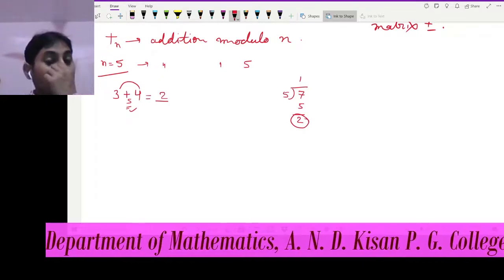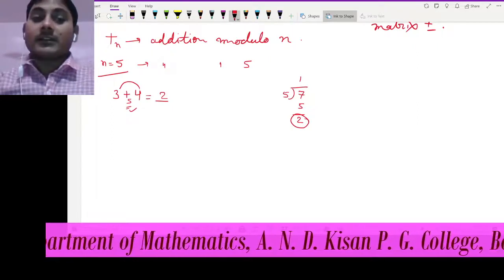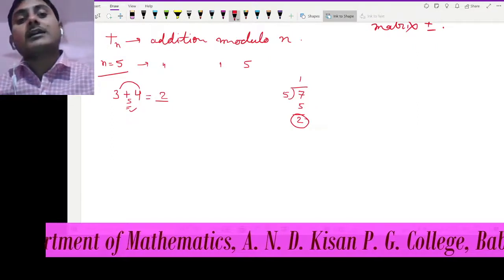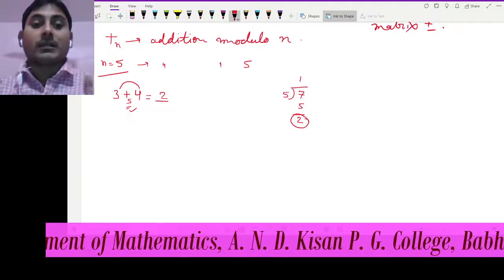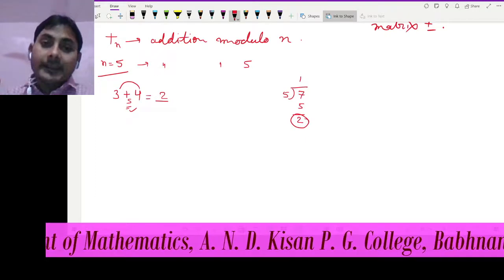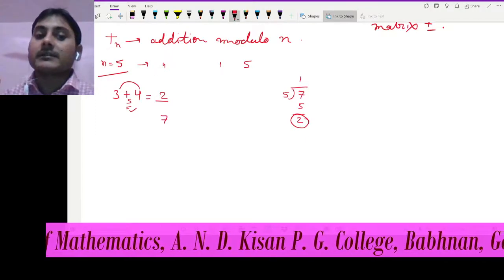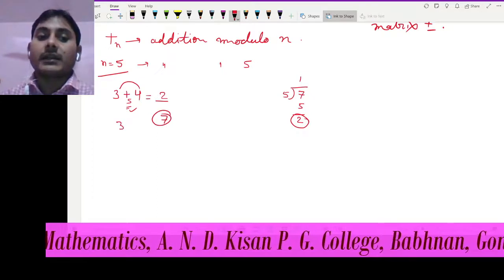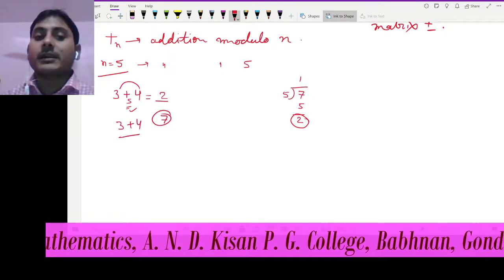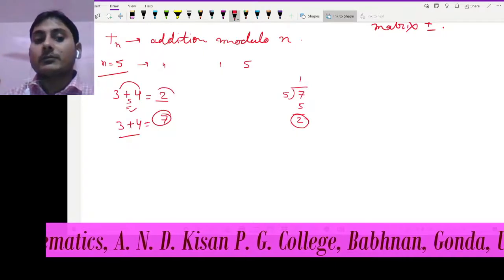So you can imagine that here the situation is not as in the case of usual multiplication or usual addition. In usual addition, if you add 3 plus 4, you will get 7. But in addition modulo 5, you will get 2.